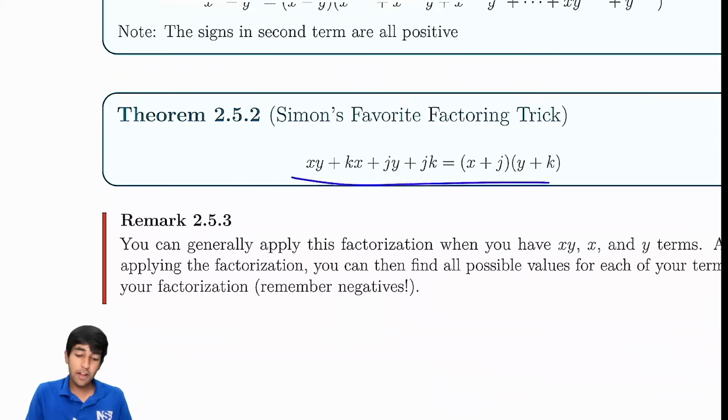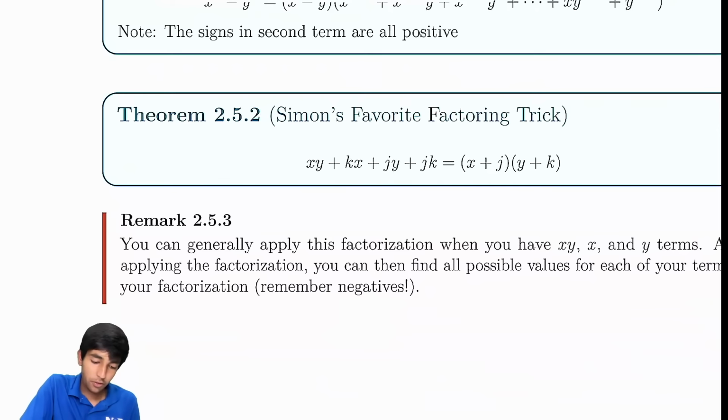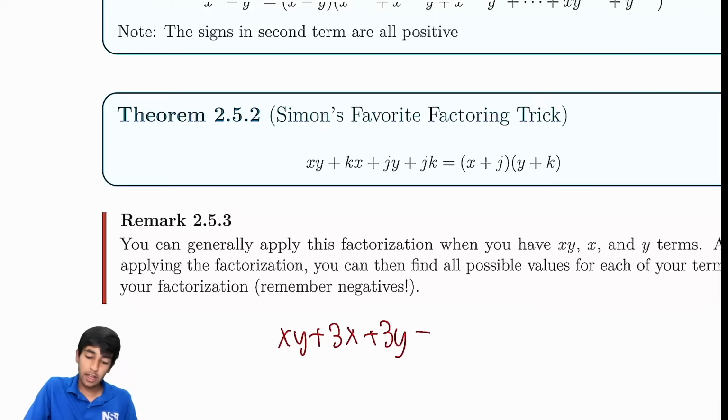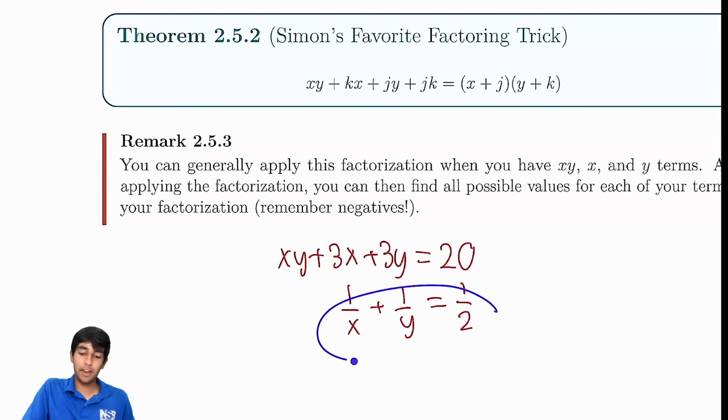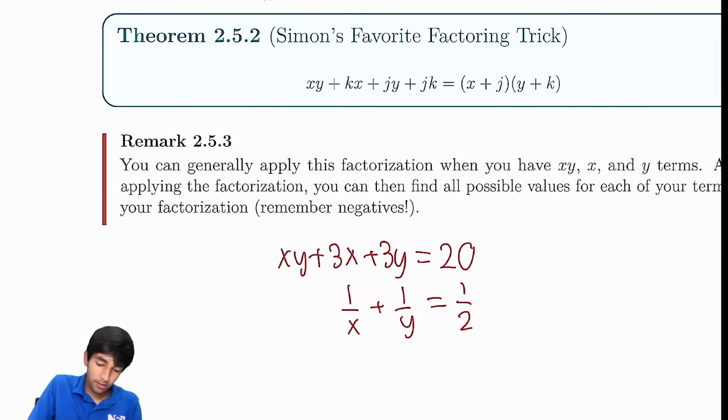Yeah, and then Simon's favorite factoring trick is super useful in these types of scenarios, when you get xy plus 3x plus 3y, and you're trying to find all integer values such that this is equal to 20. If you did AMC or MATHCOUNTS, you know these very standard types of questions. Oftentimes they'll disguise it, and they'll say, find the sum of all possible pairs of two numbers such that the sum of the fractions is half, and really, when you expand it out, it just becomes Simon's favorite factoring trick.